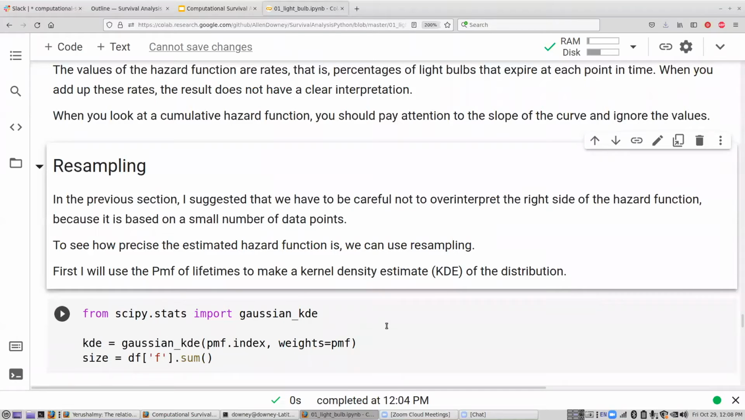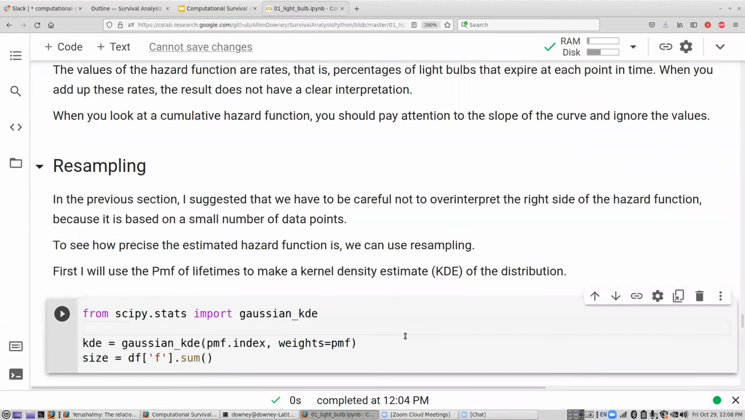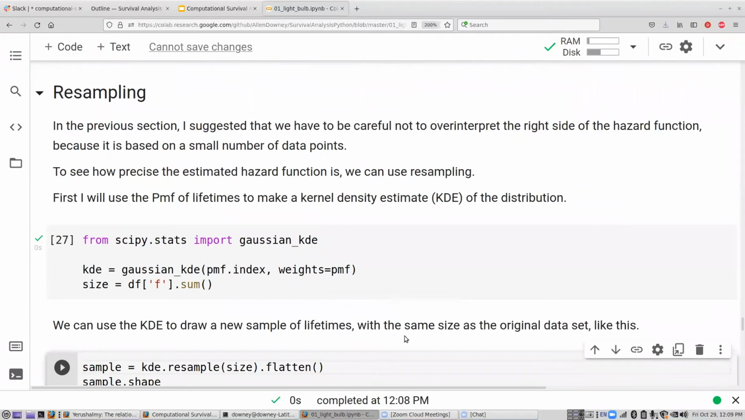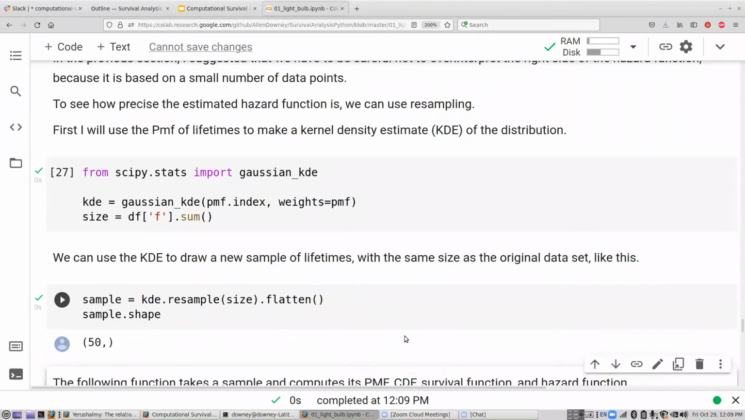And I'm going to do this by a resampling process. If you're not familiar with resampling, this might make your head hurt just a little bit. But here's what I'm going to do. I'm going to take the actual data, and I'm going to use kernel density estimation to make a model for the distribution. So this is like a smooth version of the distribution. And then I'm going to use the resample function to draw a new synthetic sample from that model.